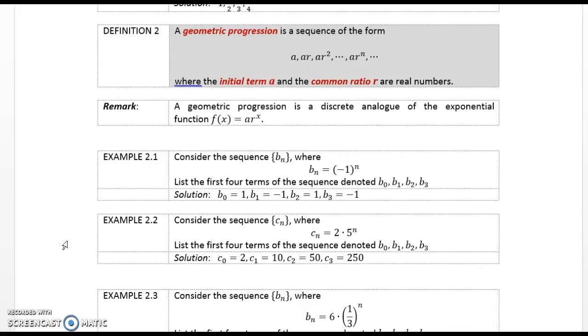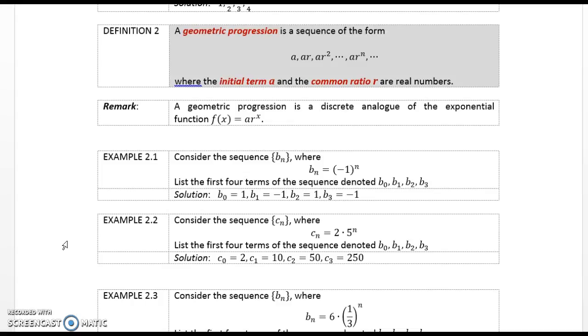Definition 2. A geometric progression is a sequence of the form a, ar, ar^2, ..., ar^n, .... Remark. A geometric progression is a discrete analog of the exponential function f(x) = ar^x.